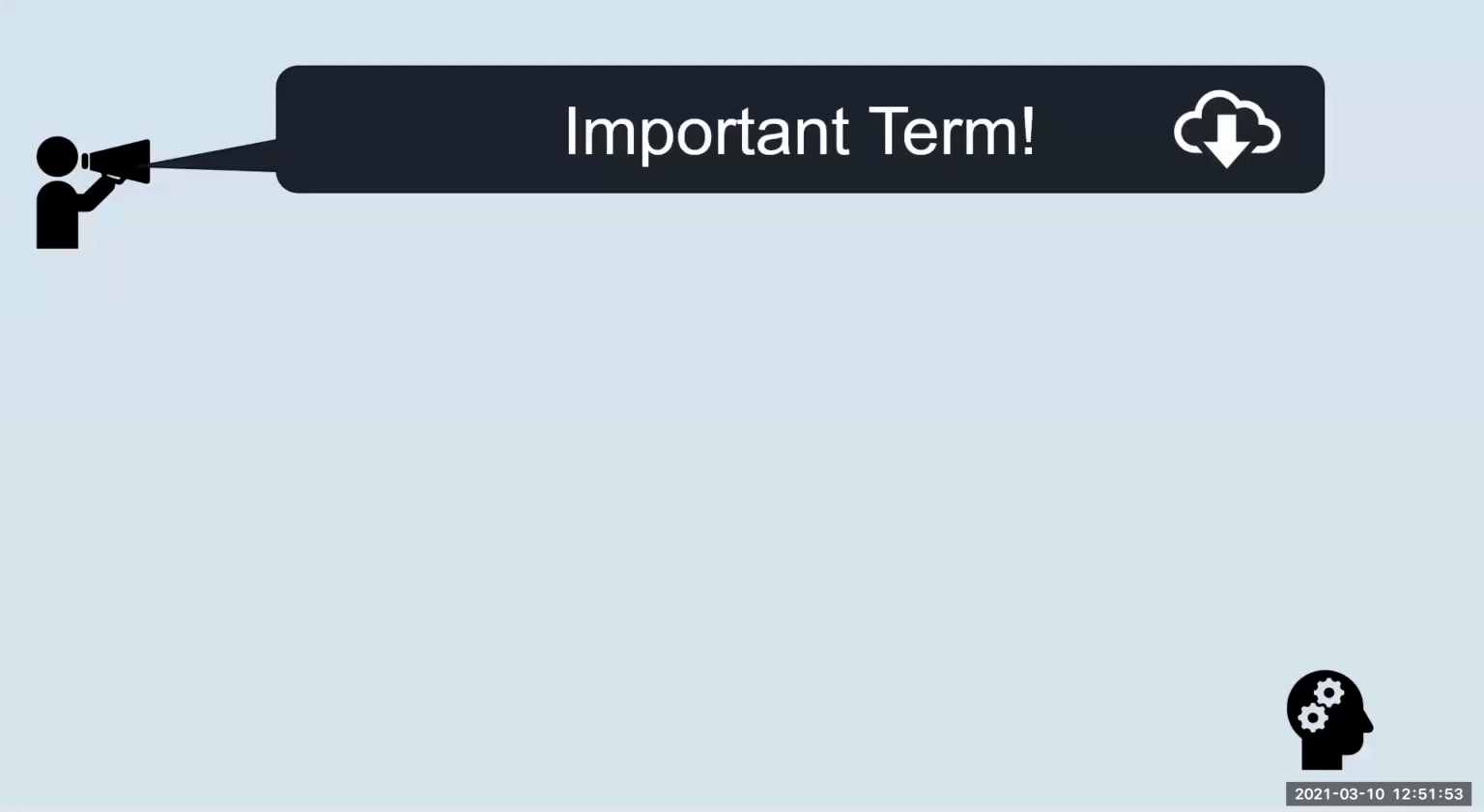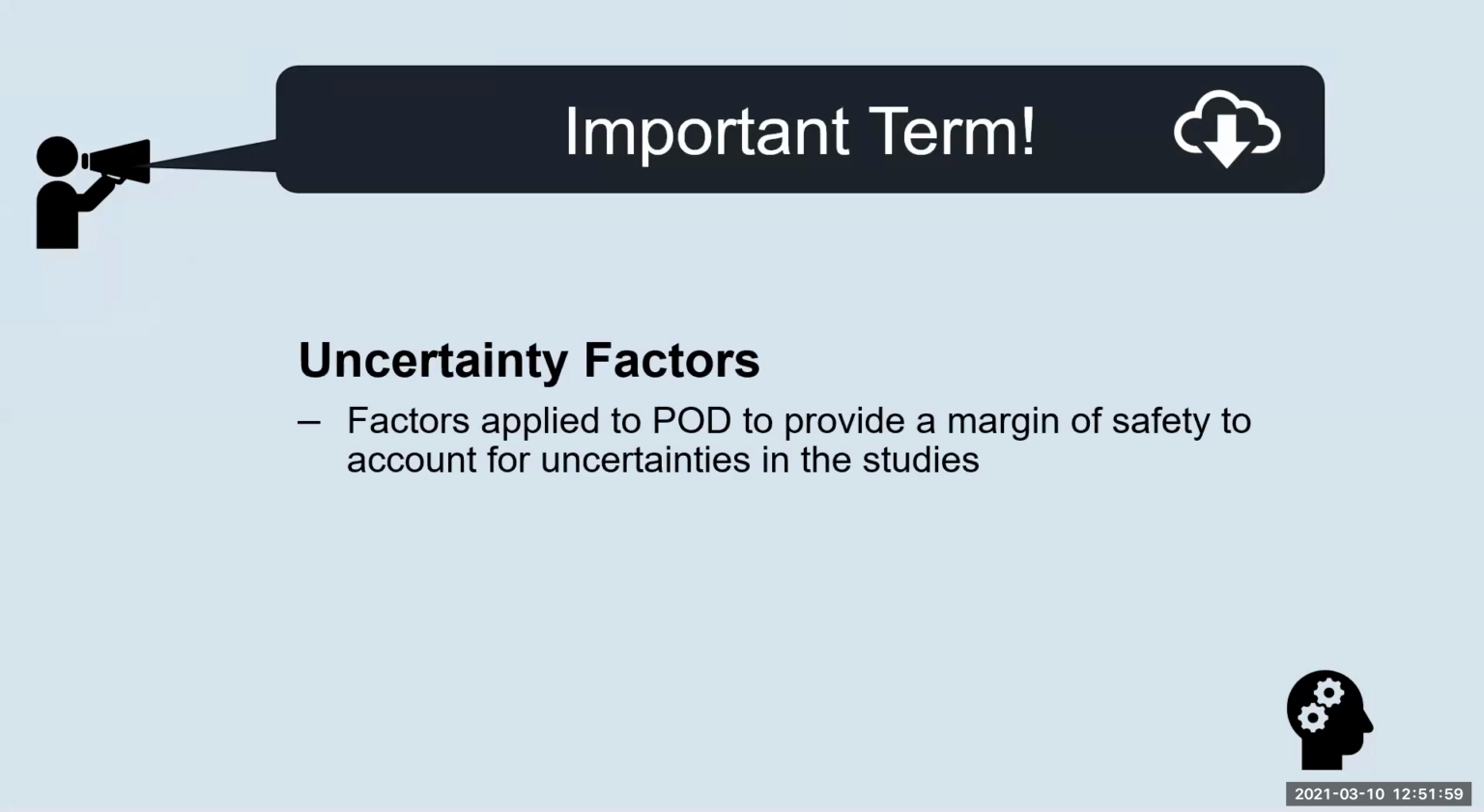So this is how we derived or recommended TWAs for threshold-based chemicals. Important term, again, uncertainty factors. So uncertainty factors are factors, 10 or more, that apply to the point of departure, the NOAEL, the no observed adverse effect level, or LOAEL if there isn't a NOAEL, whatever point of departure for the critical effect, to provide a margin of safety to account for the uncertainties in the studies.